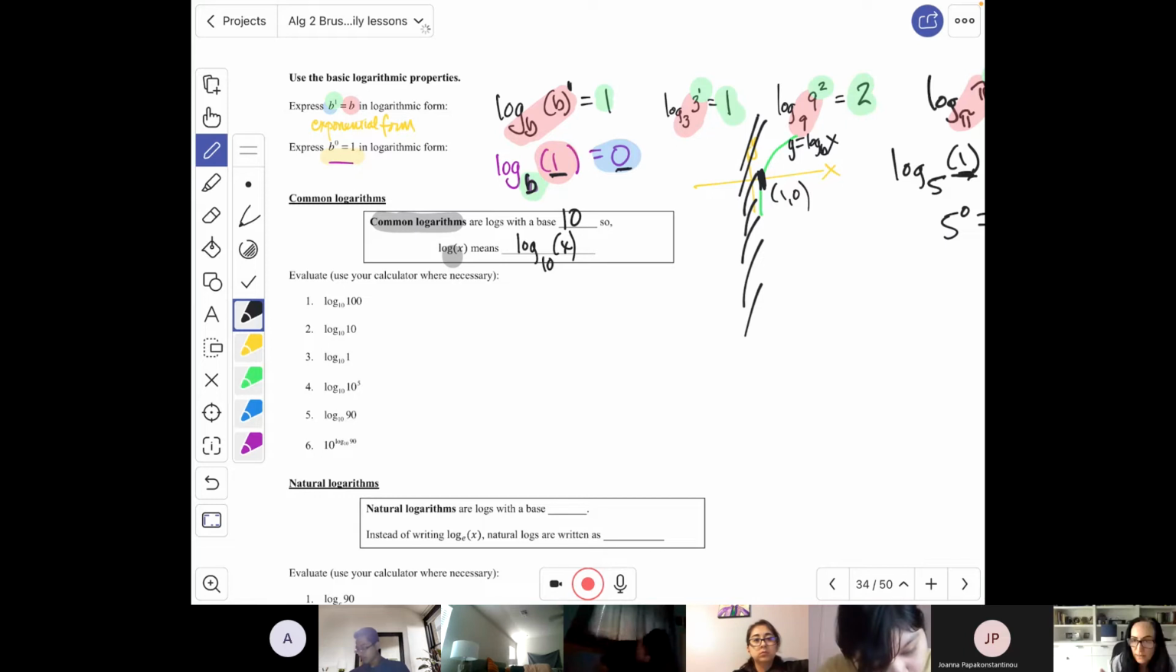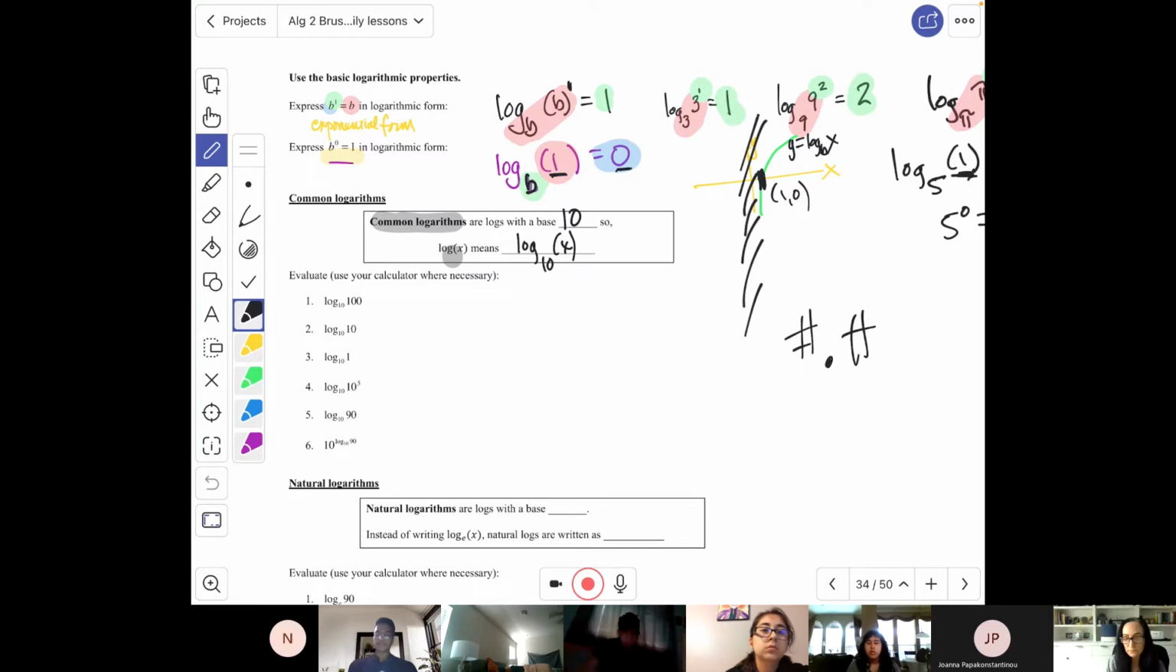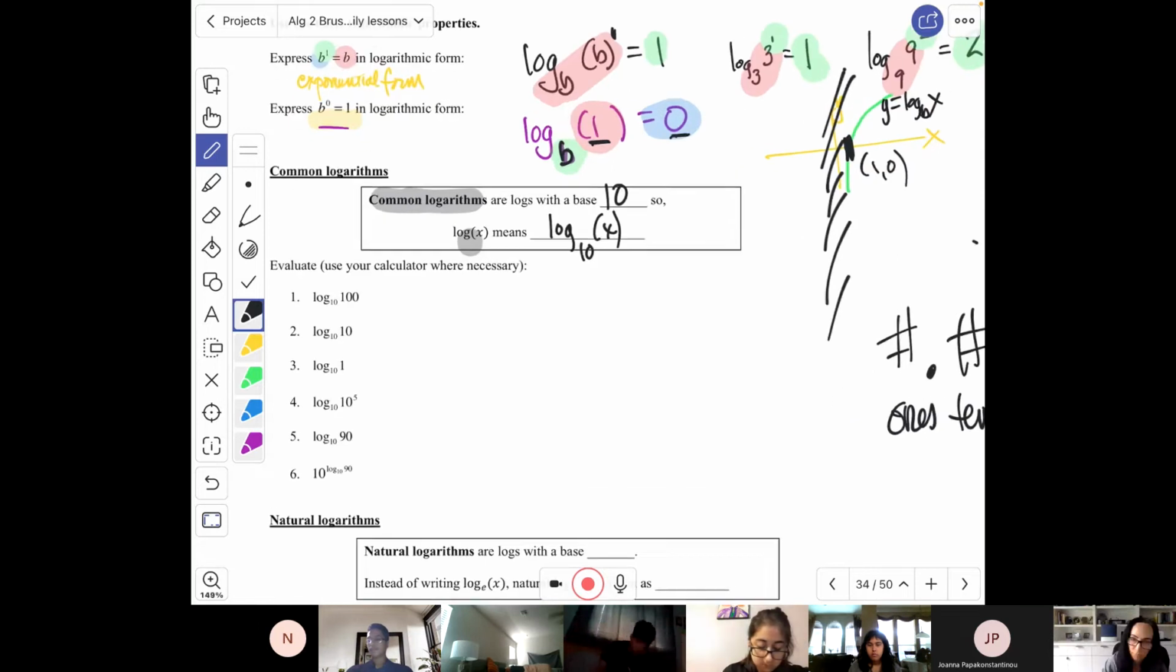Why is that? Well, because we live in the world of base 10, right? If you think of decimal values, this is the ones, this is the tenths, this is the hundredths. We live in the world of base 10. So that's why it's called a common log, because we exist in this world with base 10. Okay? So let's look at common logs.